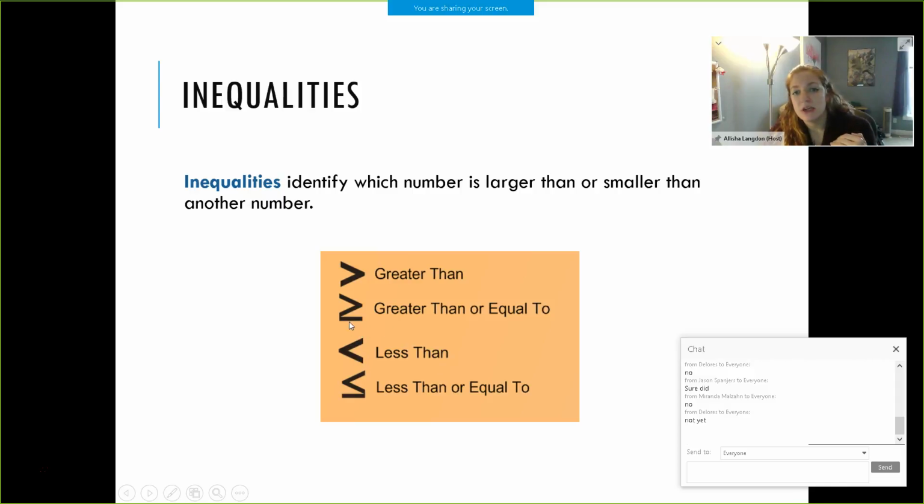And the main difference here is the line underneath indicates that the 2 sides could be equal, but they do not have to. Whereas greater than means that the 2 sides cannot be equal. The left-hand side has to be larger. So it's a way to really tell us which number is going to be larger.